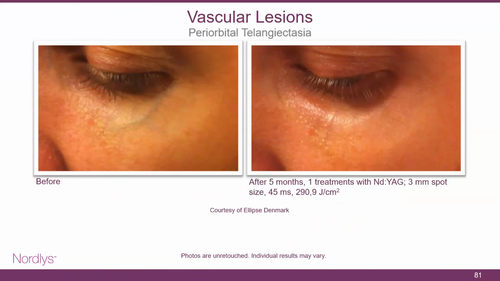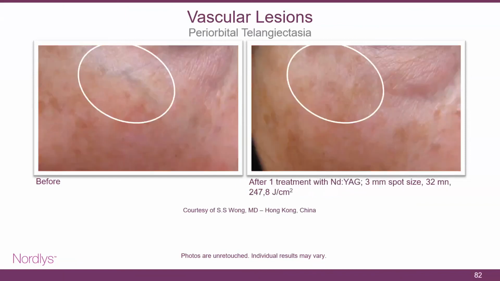Very common condition and can be one of these things that people find very, very difficult to treat. But this was a single treatment with the 3mm spot size. Quite a long pulse because it's a big vessel, so 45 milliseconds. And you can see the big difference in the energies that we deliver with an Nd:YAG over the IPL system. With the IPL handpieces, we were using 7, 8 joules. Here we're using 290 plus joules of fluence. Another vessel here.